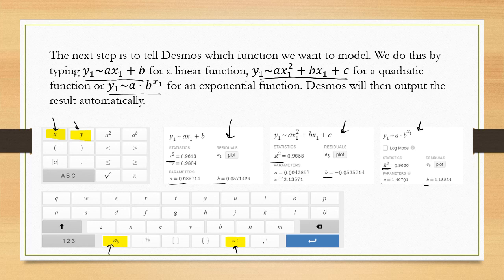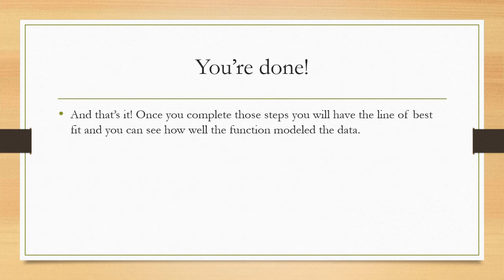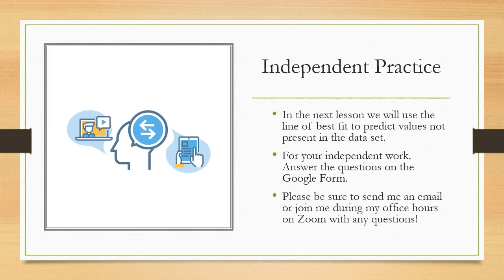Those numbers tell you the line of best fit. And as you can see in this example, comparing the r's, you see they're all pretty close, but this one is the highest. So this function models it the best. That's it, you're done. Once you complete those steps, you will have the line of best fit, and you can see how well the function modeled the data based on r squared.